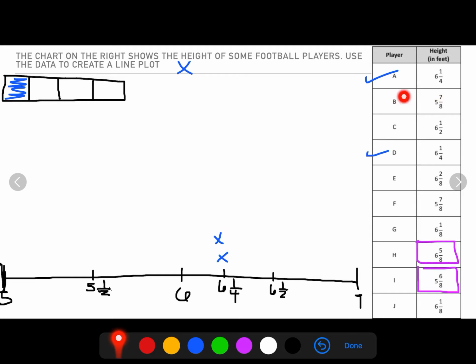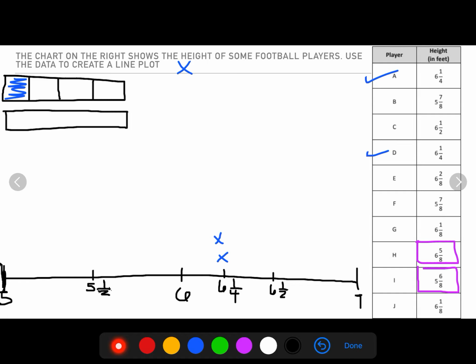Now let's move on to player B. Player B is 5 7/8 feet tall. So that means that player B is between 5 feet and 6 feet tall. In order for me to determine where player B would be on my line plot, I need to figure out where 7/8 would fall on my number line.